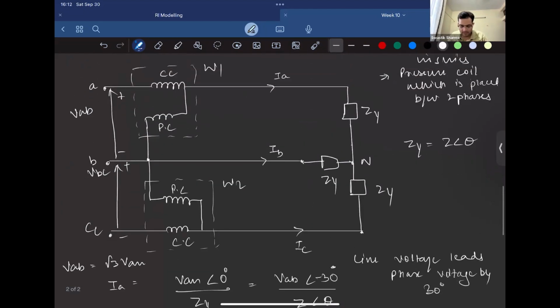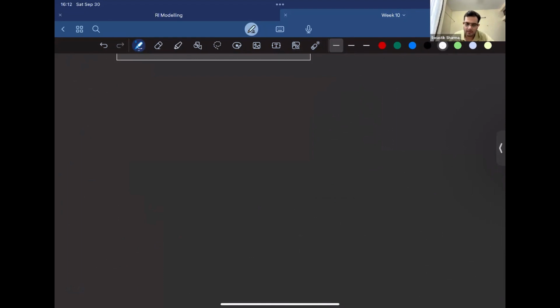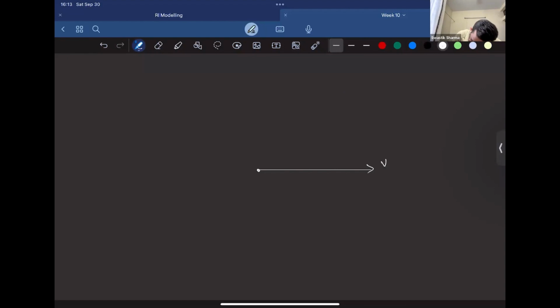Now, if we try and denote all this in a phasor diagram, how would it look like? Let's see. So we had VN as a reference, right? Which was at an angle 0. And we said that VAB leads that by 30 degrees. Also, we know since IA is nothing but VAN upon the impedance Z, it would lag the phase voltage by theta.